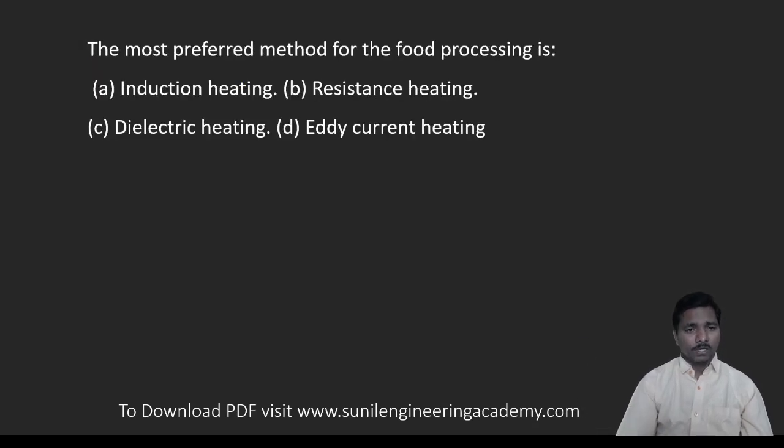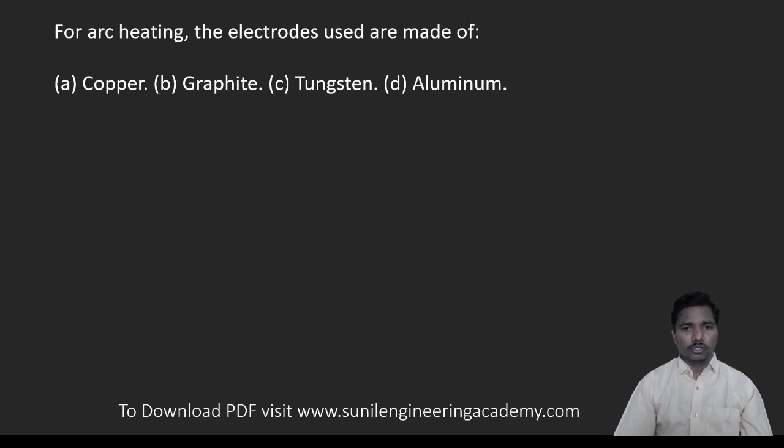The most preferred method for food processing? For food processing, food is generally dielectric, so dielectric heating is used. Very important for this. For arc heating, the electrodes are made up of dash. For arc heating electrodes, we need some semiconductor type, we must also require high conductivity, and we need to withstand high temperature. Graphite satisfies all of those, so we go with graphite.